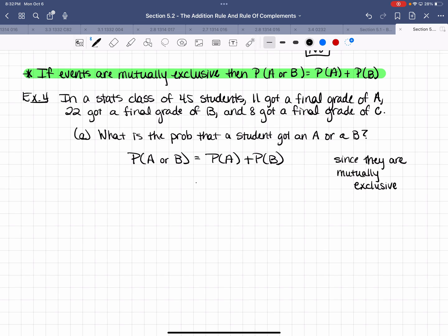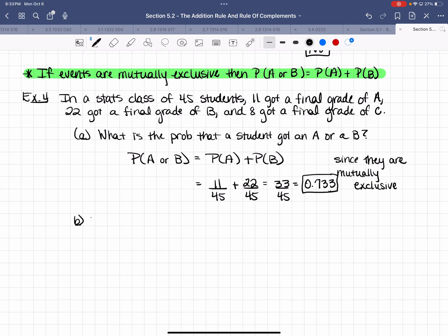Okay, so the probability of A is going to be, how many got an A? 11 out of 45, plus how many got a B? 22 out of 45. So that's really 33 out of 45, which as a decimal is about 73%, 0.733. Okay.